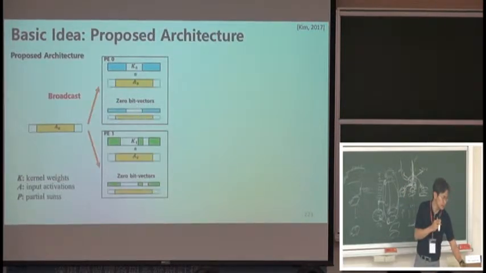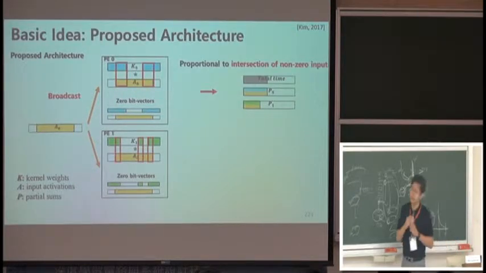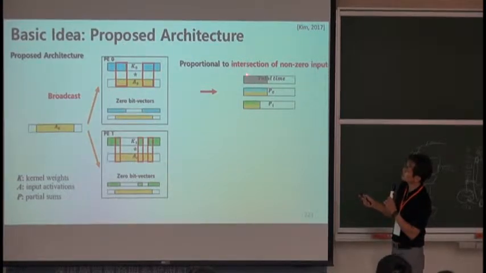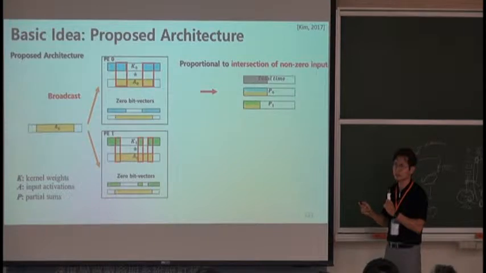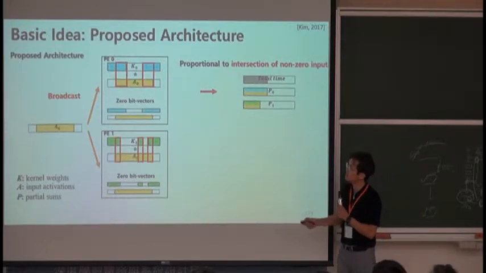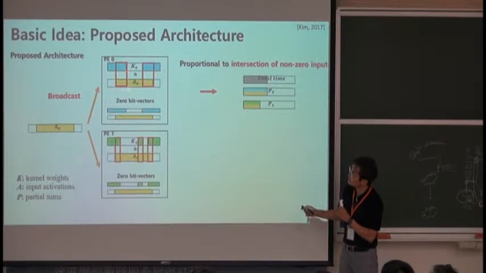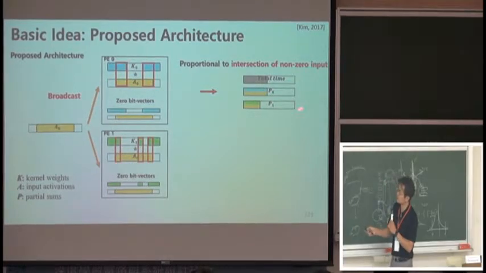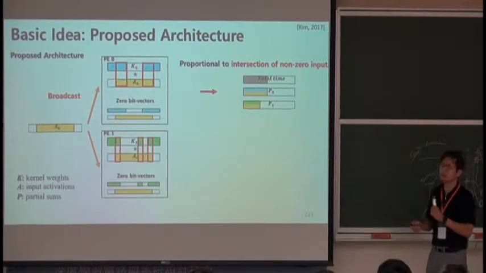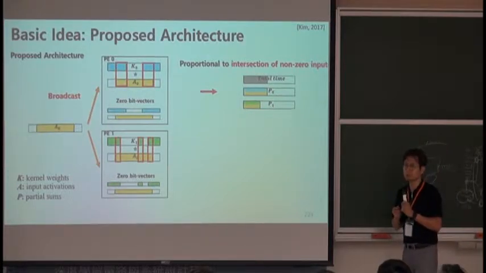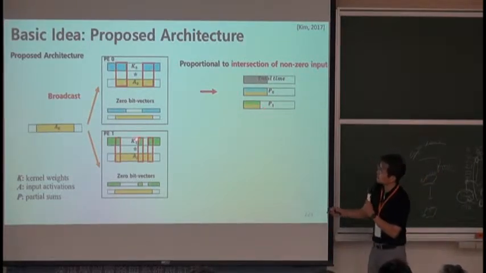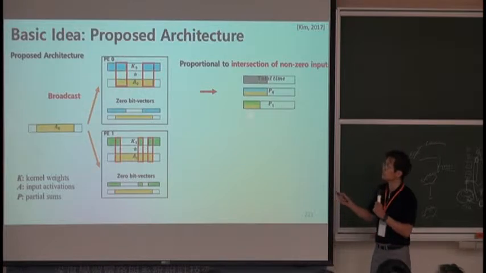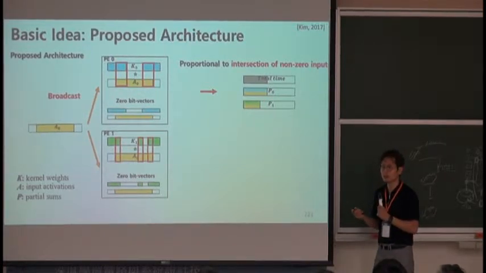So in our case, we want to make the runtime proportional to the intersection of non-zero inputs. Intersection, that's the key. So here we have intersections here, here, and here. So we want to have the result like this. But after obtaining this, we found a new problem: load imbalance. So this one, PE1, finished earlier than PE0. Why? This one had small work to do, right?